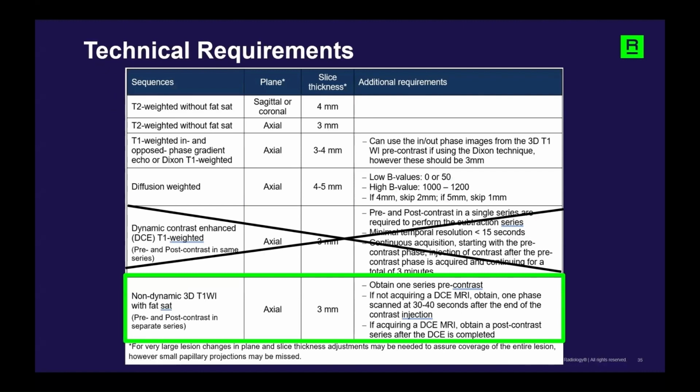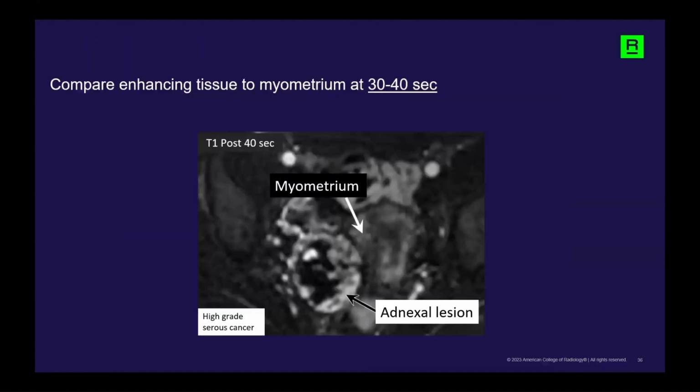If non-DCE imaging is utilized, separate pre-contrast and one post-contrast series are obtained. Timing of this post-contrast series is important, timed at 30 to 40 seconds. Assessment of enhancement of solid tissue is binary in non-DCE acquisition. It's either less than or equal to, or greater than the myometrium at this time point, and this determines lesion characterization as either O-RADS MRI 4 or 5.